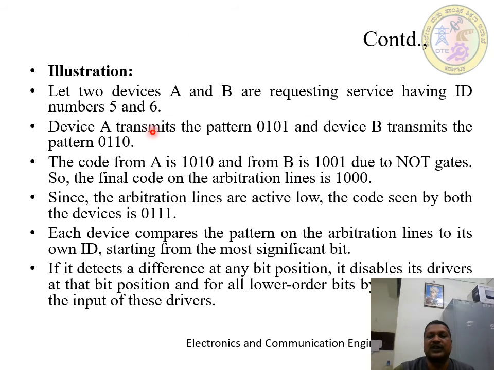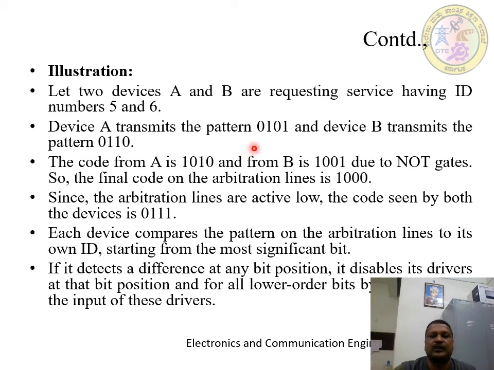We can see an illustration with an example. Let two devices A and B be requesting the service, having ID numbers 5 and 6. Device A transmits the pattern 0101, that is 5, and device B transmits the pattern 0110, that is 6.